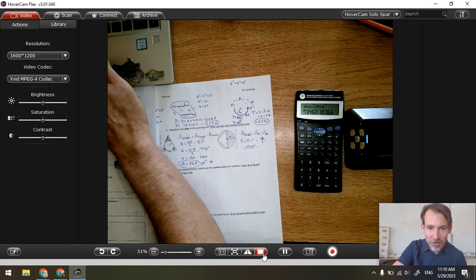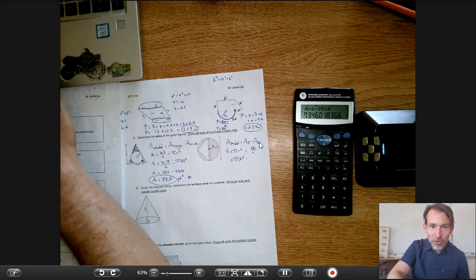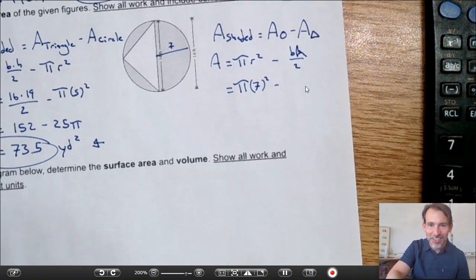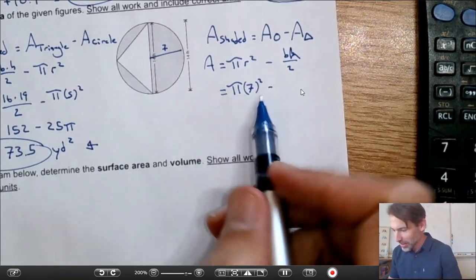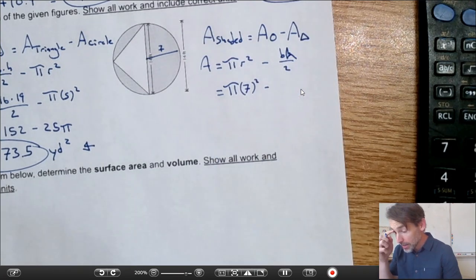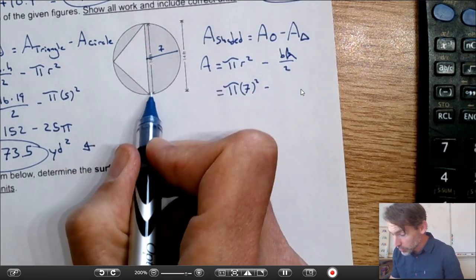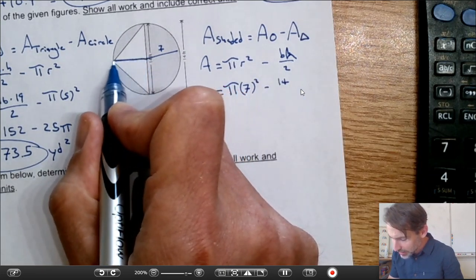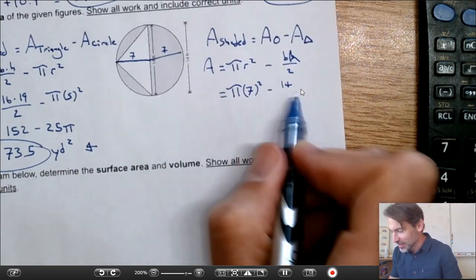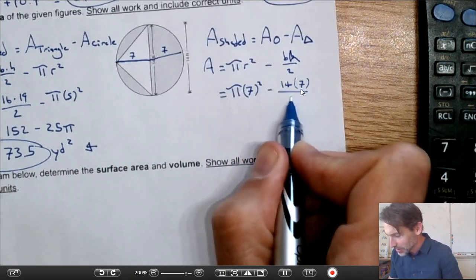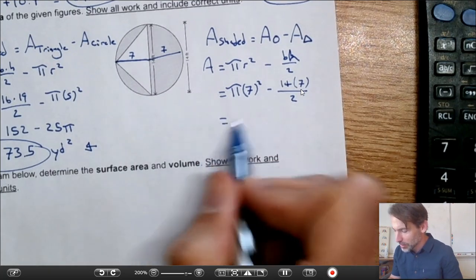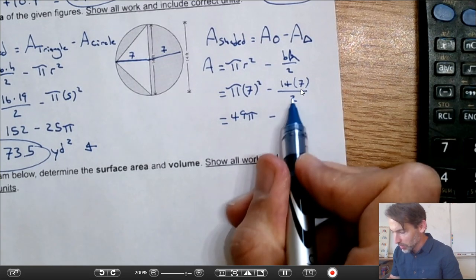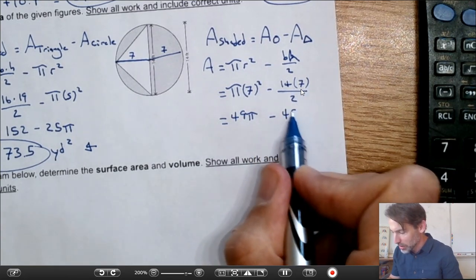All right, let's keep going. Okay, so here, base times height. Well, what's the height? Well, the base here is 14. The height is, there it is, 7. The height is the radius. 14 times 7 divided by 2. So this one is equal to 7 squared is 49 pi minus 14 divided by 2 is 7. So this is 49 pi minus 49.